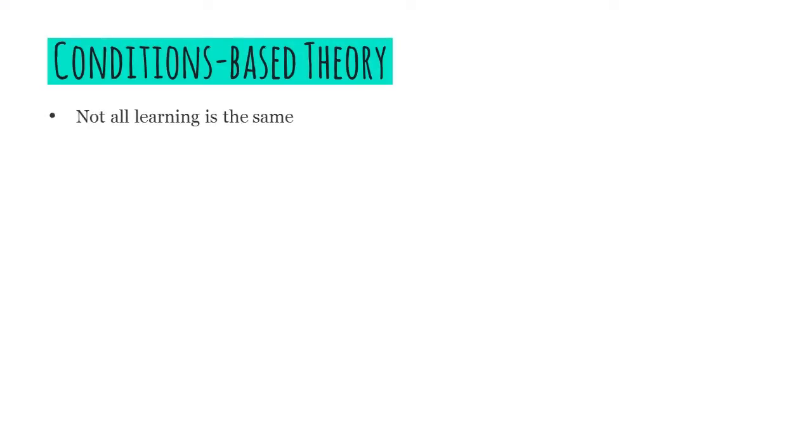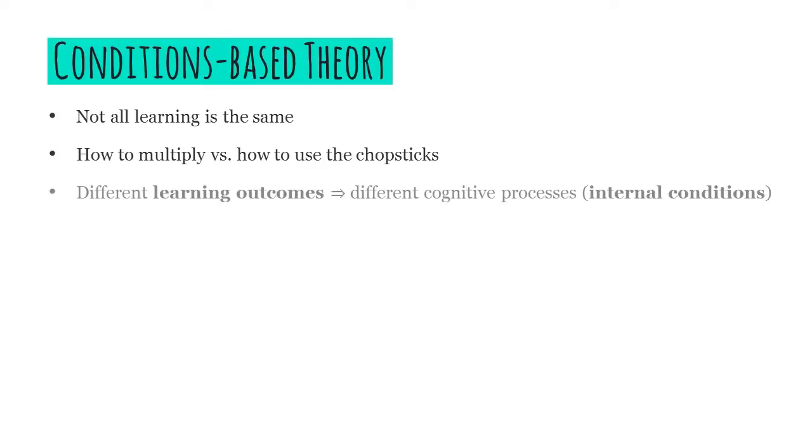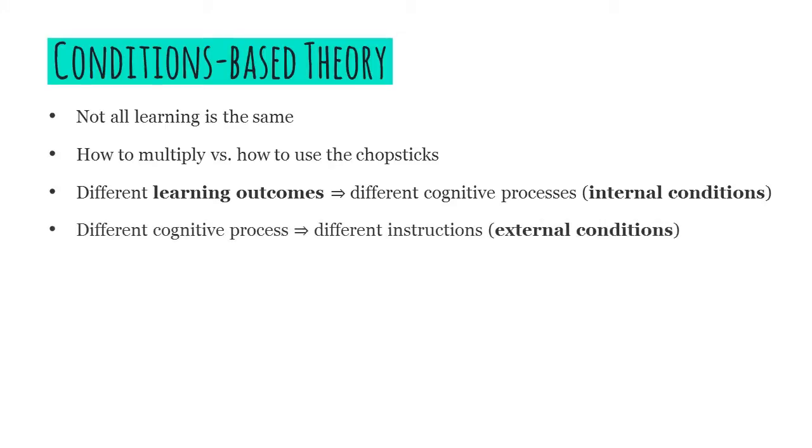The conditions-based theory came about because of the recognition that not all learning is the same. Compare, for instance, learning how to multiply with learning how to use chopsticks. Acquiring these abilities, or learning outcomes, requires the learner to go through a different cognitive process or internal condition. And because learning goes through a different cognitive process, different instructions or external conditions are needed. This is the basic premise of conditions-based theory.